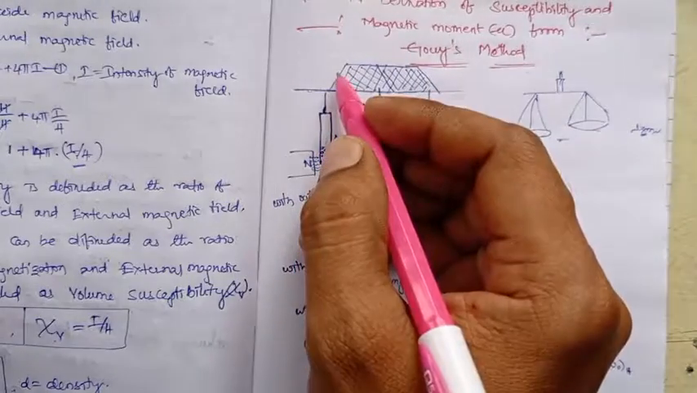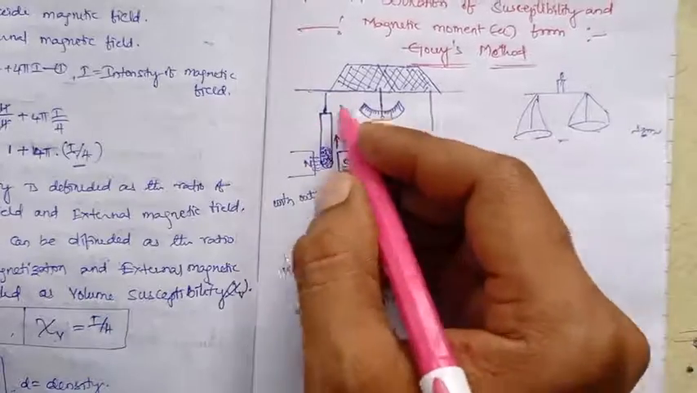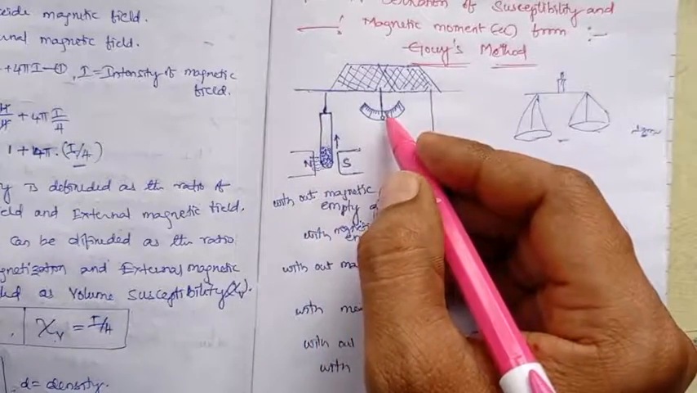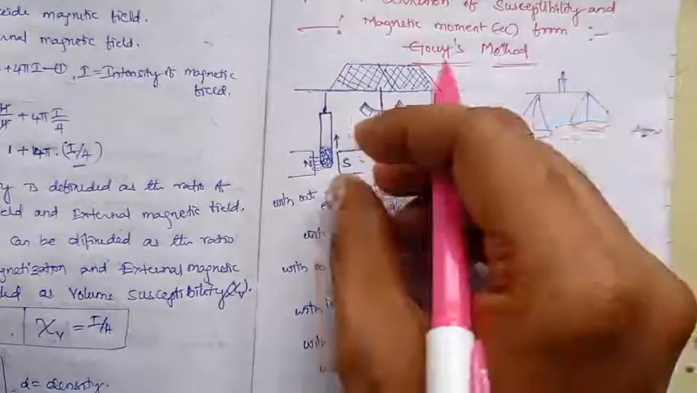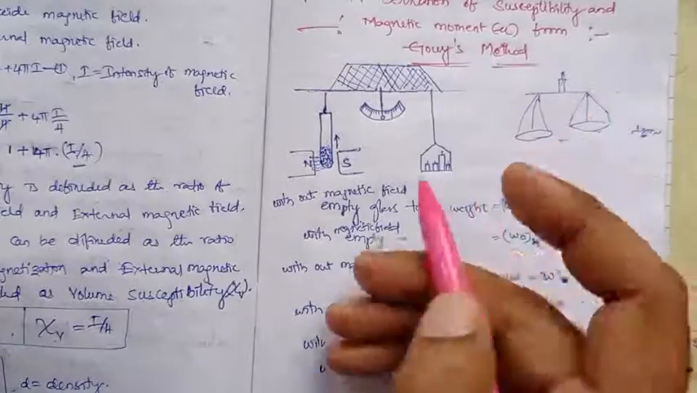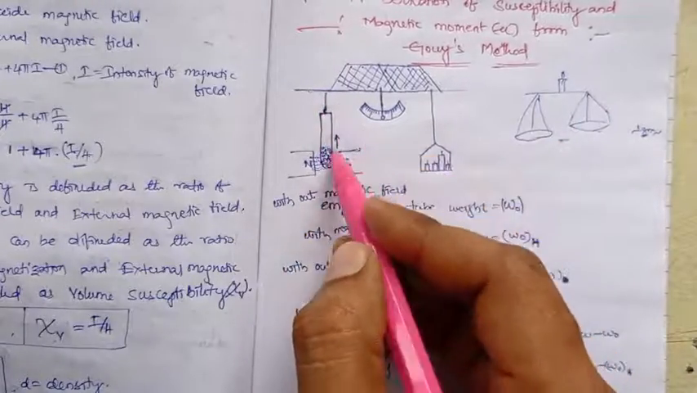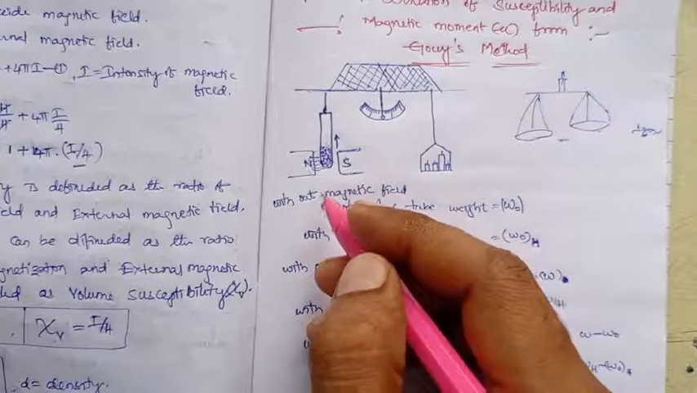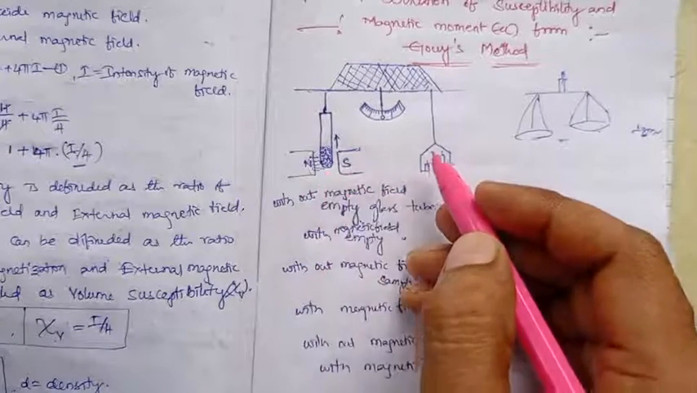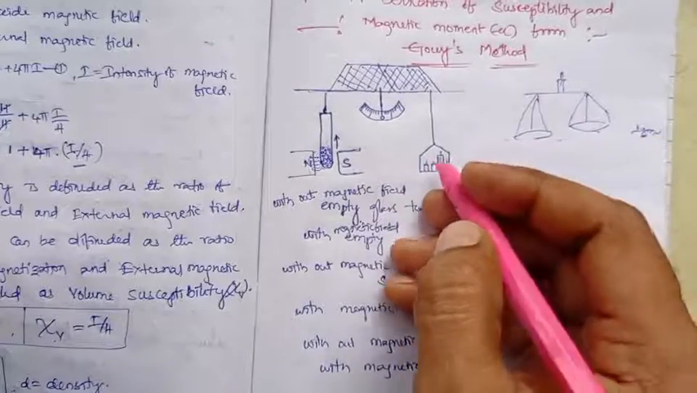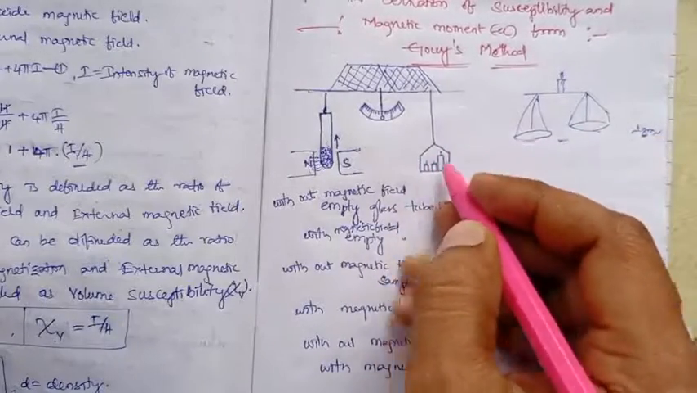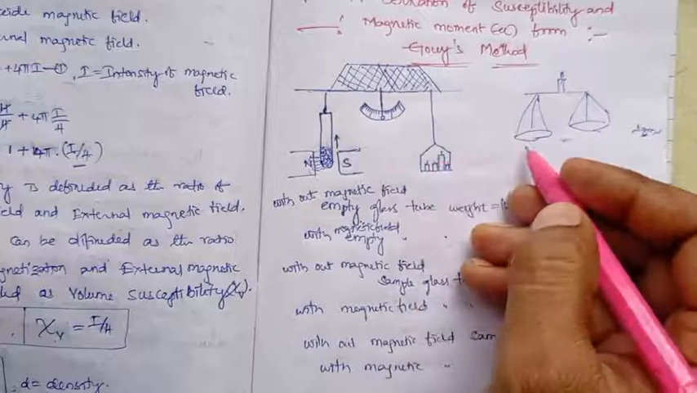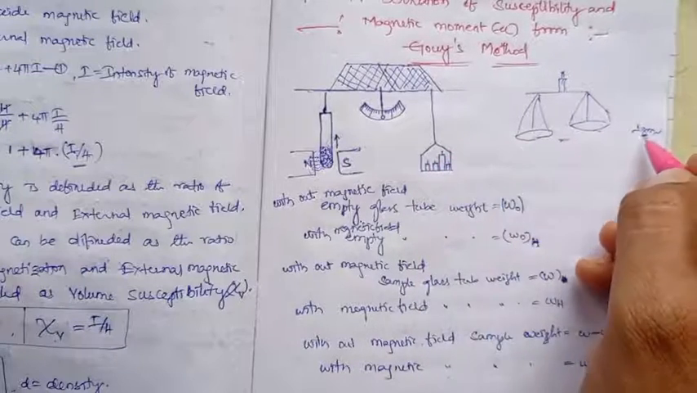When it is going up, if we want to settle it in the zero state, what happens? We have to remove certain weights, isn't it? When it is going upward, its weight is decreased in the magnetic field, yes, it is decreased. How much it is decreased, we have to measure. To measure that, we have to remove a certain amount of weight.